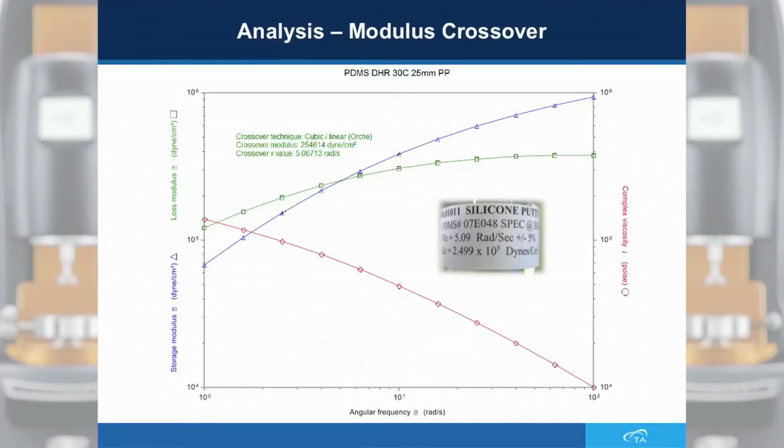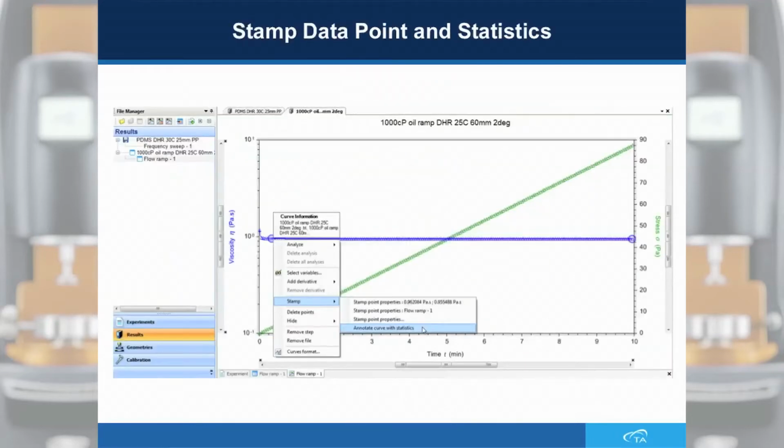Here we have performed the modulus crossover analysis on the PDMS frequency sweep data. The crossover modulus and frequency are displayed on the plot, and in this example compare well within the values specified for this lot of PDMS. The data at specific points can be stamped to the plot by right-clicking on a selected point. Annotating the curve with statistical analysis is also possible. Highlight a range of data to analyze, right-click, and choose Stamp.